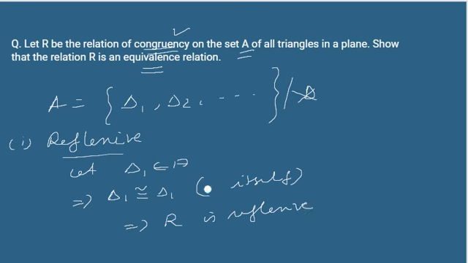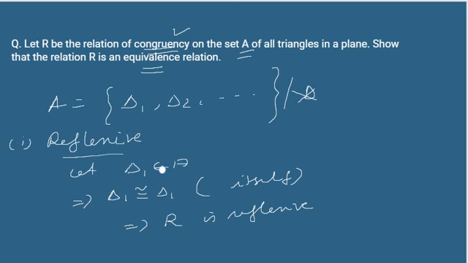Clear? Now once again, let A be a non-empty set which contains the set of triangles in a plane. And what is the given relation here? The given relation is equivalence. Equivalence is a relation, so we have to check whether R is reflexive, symmetric, or transitive. So first of all, let us check whether it is reflexive.